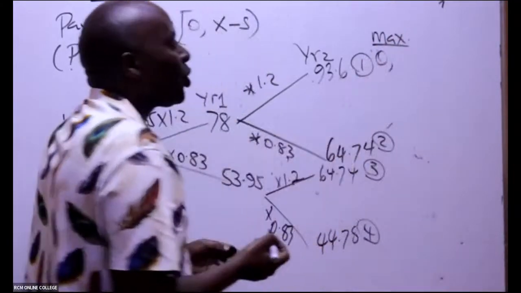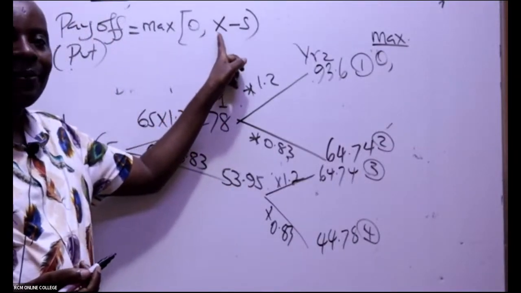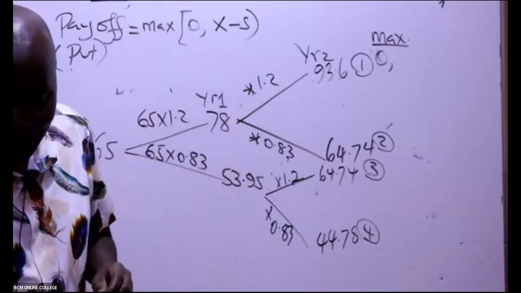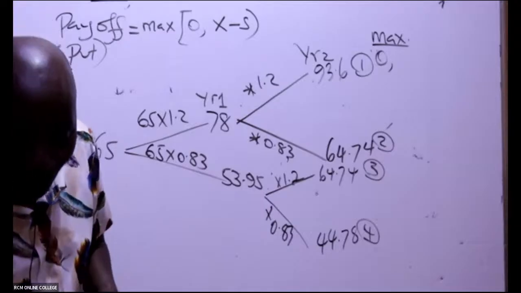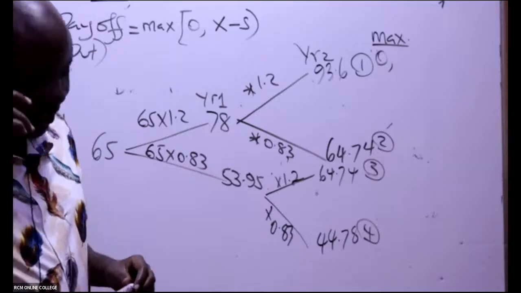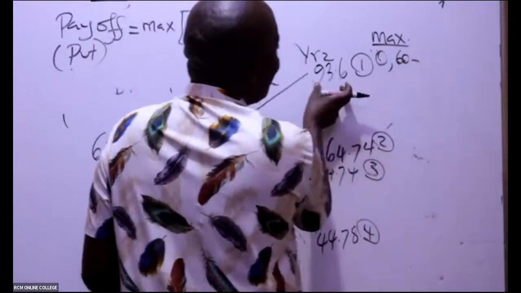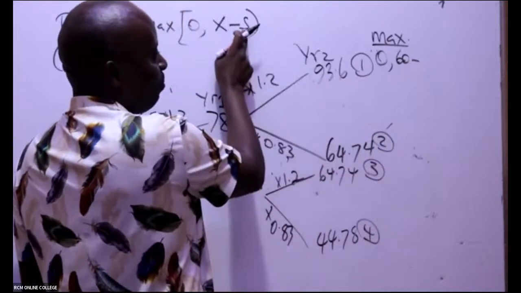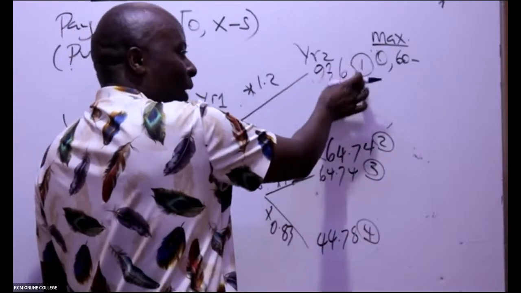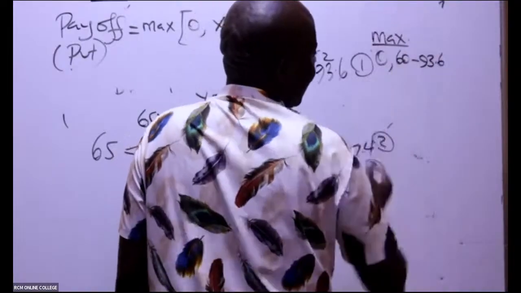In this question, ladies and gentlemen, have they given us the exercise price? Is there anybody who is able to see the exercise price? 60. So you take 60 minus the current spot price. This is the current stock as per node 1. The current stock is 93.6.